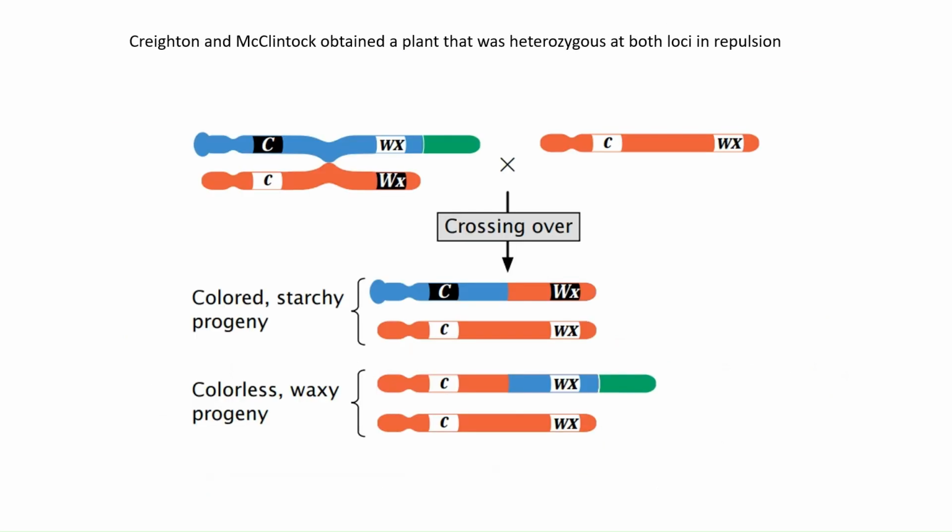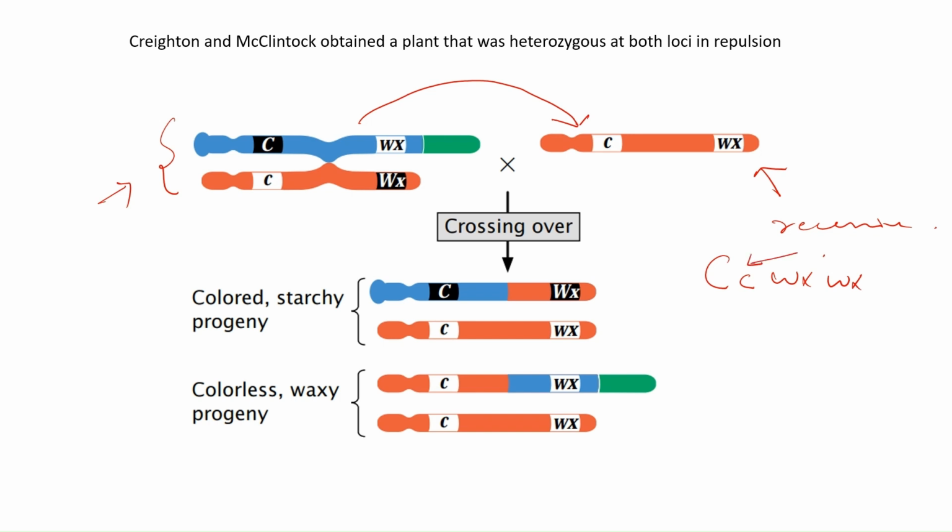Now, what will happen if such a chromosome with repulsion configuration is crossed with a recessive parent? First, let's see what the expected outcome should be. If no crossing over takes place, then this chromosome will bind with this one. So it will have one capital C, one small c, and both small wx. So it will be colored and the kernel will be waxy. When this segment binds with this, both small c and one capital Wx are there. So it will be colorless and starchy kernel.